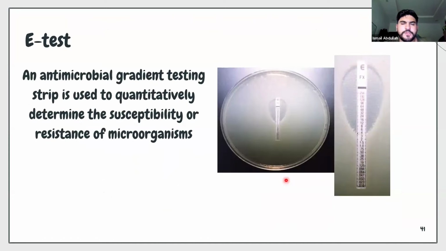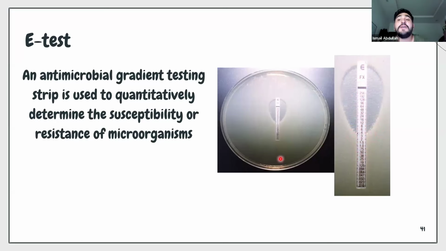All right. So then there's another test that we do. It's called the E-test. Now, the E-test is basically, so we have this strip. It's an antimicrobial gradient that's used to quantitatively determine susceptibility of microorganisms. And how would you know what is the minimum inhibitory concentration here? You're going to look at the last digit, okay, that's at the end of it right here. So it's going to be 4. So 4 is going to be your minimum inhibitory concentration. This is how you read an E-test.